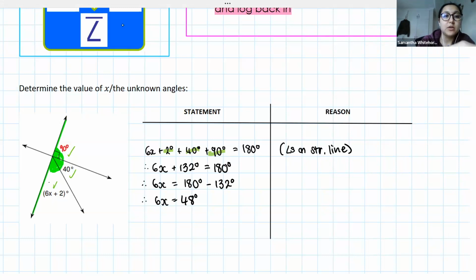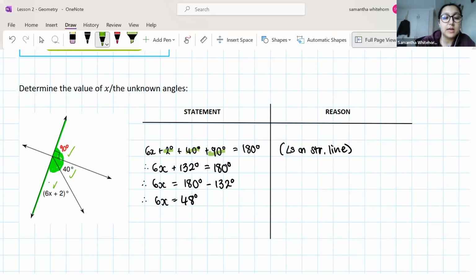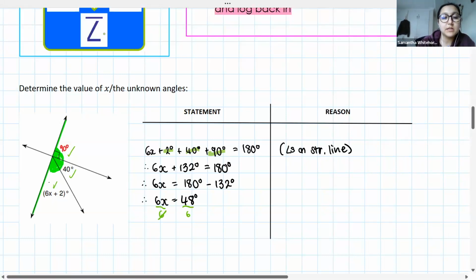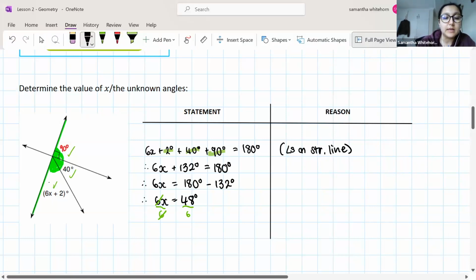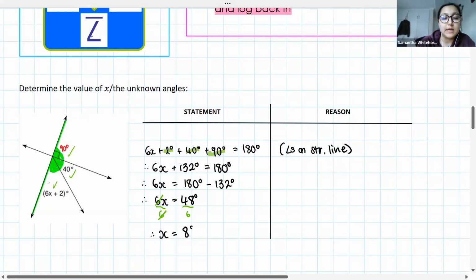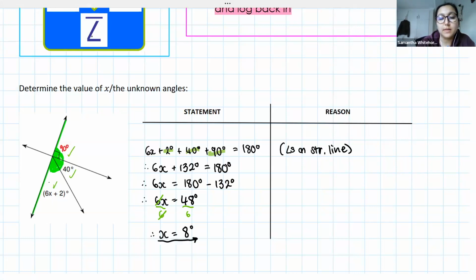Now remember guys, my goal is to solve for x. So I need to divide both sides by that 6 because I don't want that coefficient there. I just want x. And so x is equal to 8 degrees, as a lot of you put there.